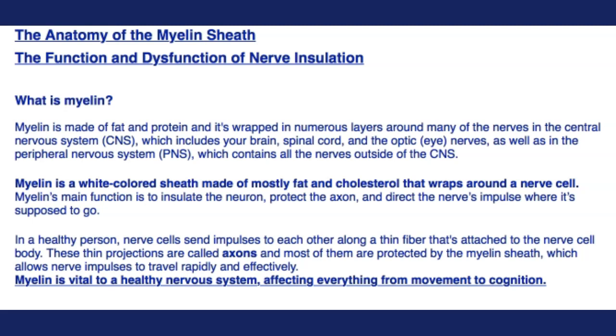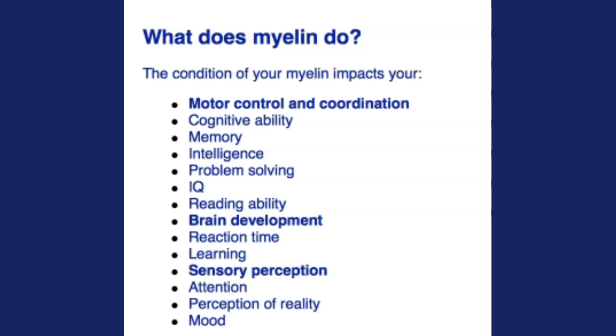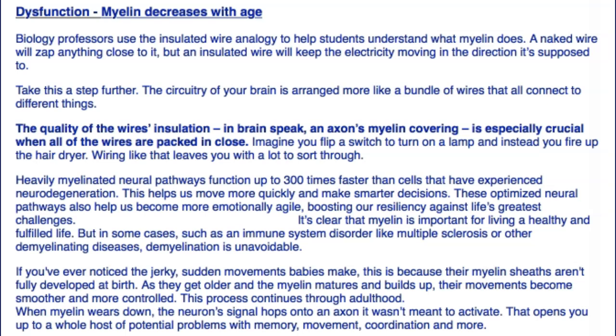Myelin is vital to a healthy nervous system, affecting everything from movement to cognition. What does myelin do? The condition of your myelin impacts your motor control and coordination, cognitive ability, memory, intelligence, problem solving, IQ, reading ability, brain development, reaction time, learning, sensory perception, attention, perception of reality, and mood. Dysfunction. Myelin decreases with age.